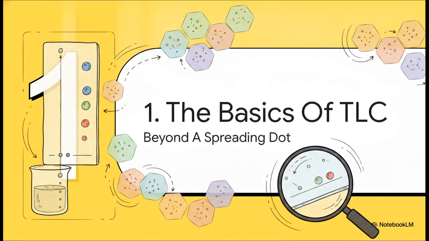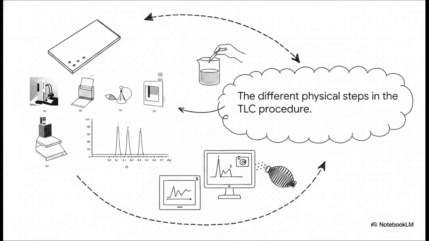Section 1. The basics of TLC, more than just a spreading dot. When you look at the physical steps, it really seems like a piece of cake, right? You just dab a small sample near the bottom of a silica-coated plate, pop it into a chamber, and let capillary action draw the liquid solvent right up. Maybe you spray a reagent on it from a rubber pump atomizer, stick it in a cabinet with a video camera to grab the image, and then integrate the chromatogram. Macroscopically, it's literally just a handful of physical steps.